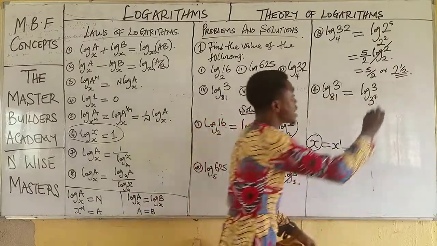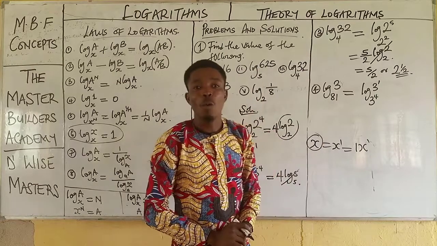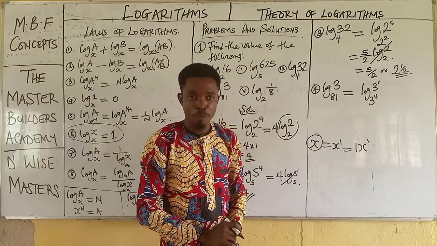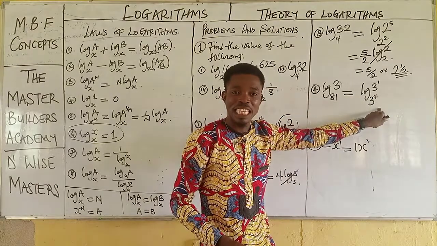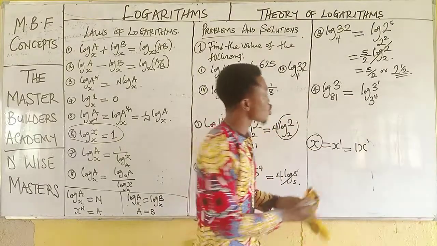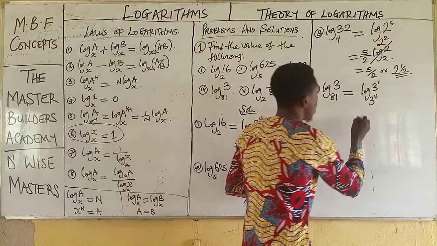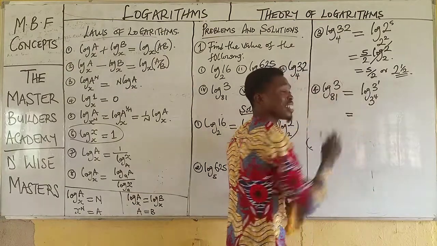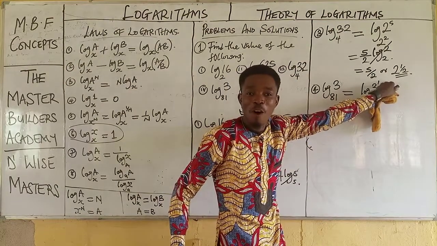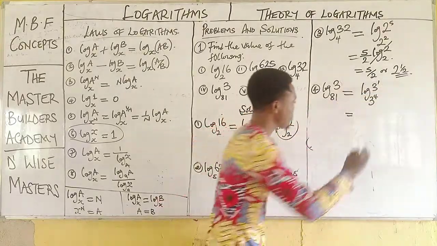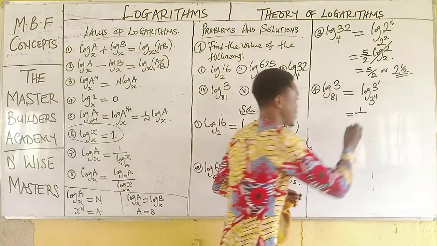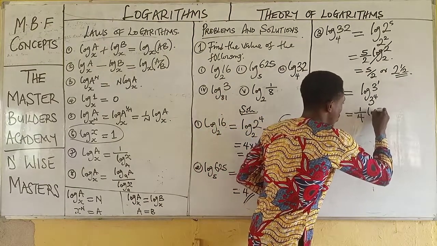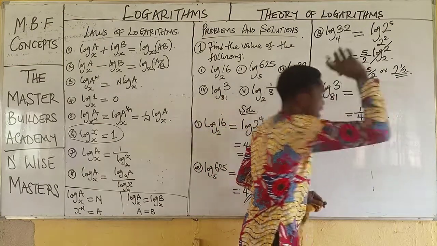That is to say that this guy is the same thing as what? 1 as its power. So this is 3 raised to the power of 1. And the other guy is 3 raised to the power of 4. So to simplify this guy further, all we simply need to do is pick the what? The power of the number all over the power of the base. Then log of 3 base 3.